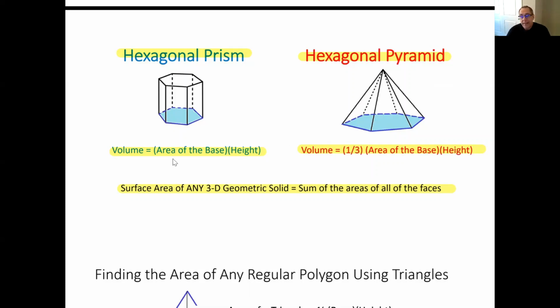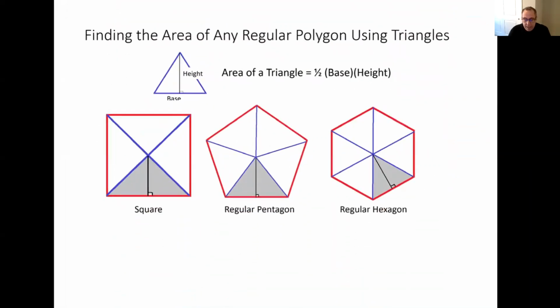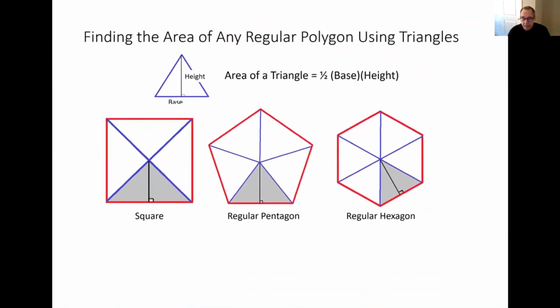We'll need to find the area of the base, which is now in these shapes a hexagon. And up to this point, I don't know that we've ever calculated the area of a hexagon or an octagon, but we're now going to take a look at a technique that's going to allow us to do that. And this technique is going to apply when we have a regular polygon.